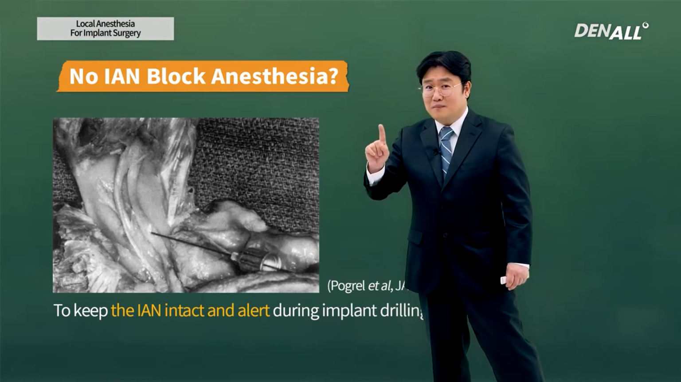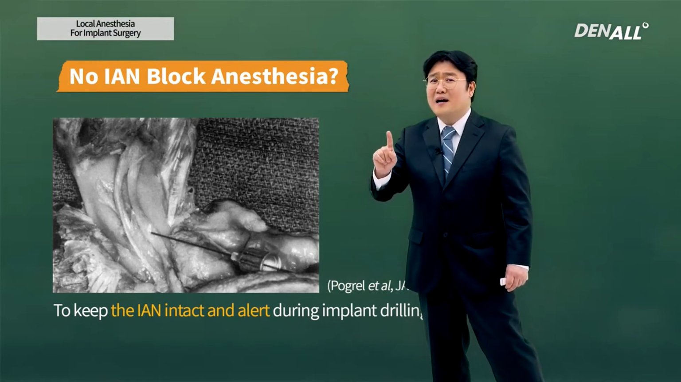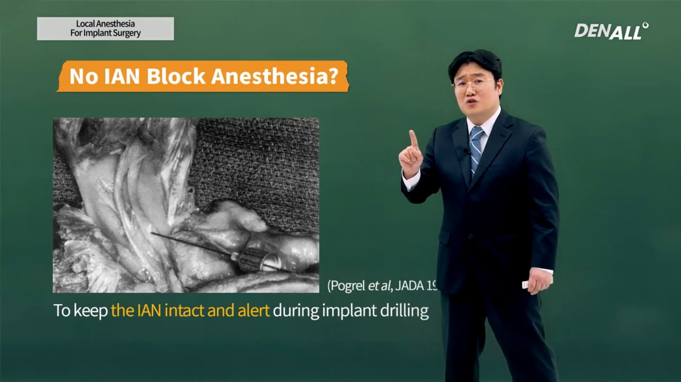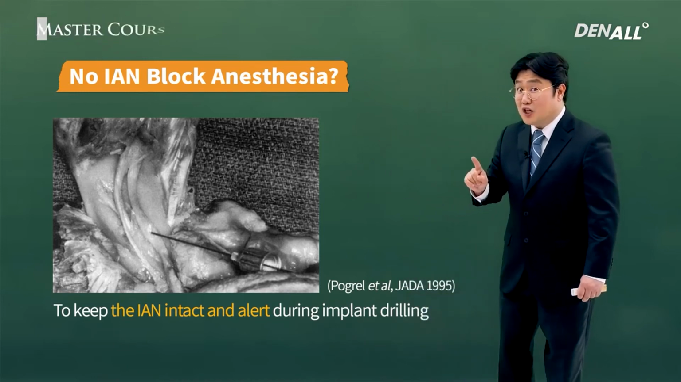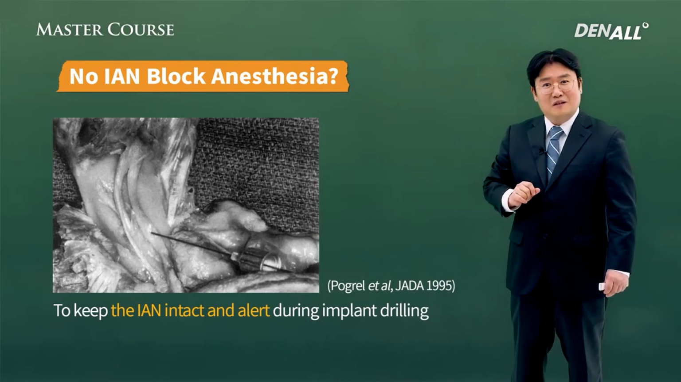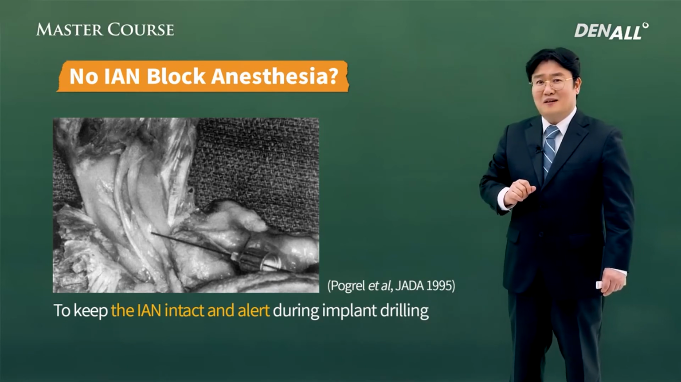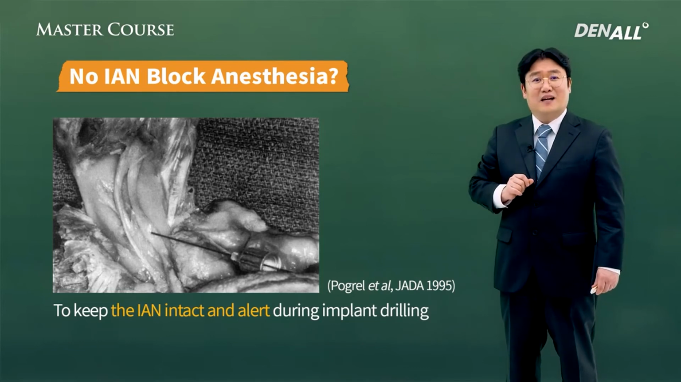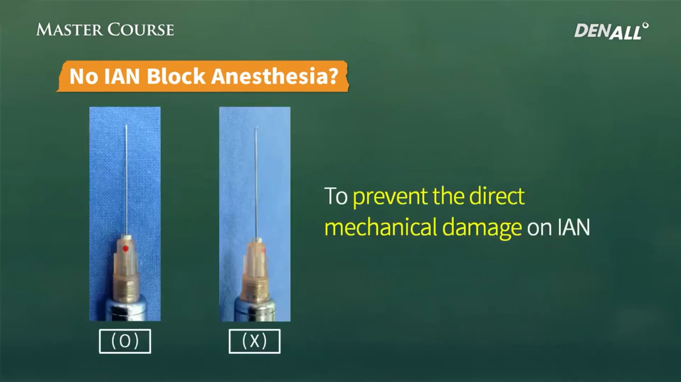The second reason: when we do the implant placement in the mandible, why do we not block the inferior alveolar nerve? Because we want to keep the inferior alveolar nerve active. According to many research studies, during injection, even though the needle directly touches the inferior alveolar nerve, not much damage is really made to the nerve.